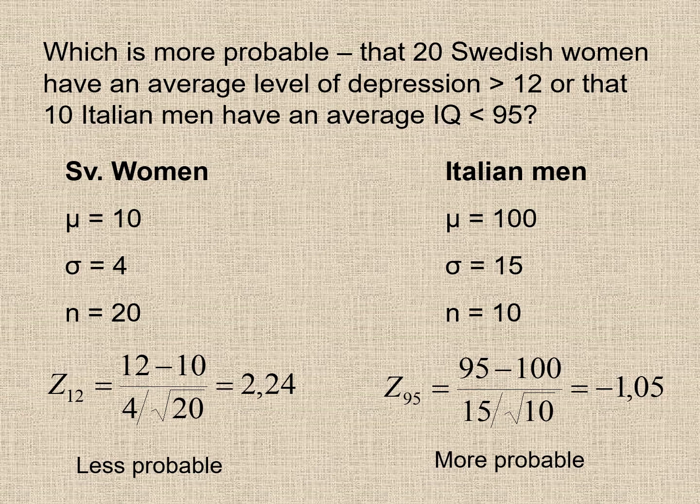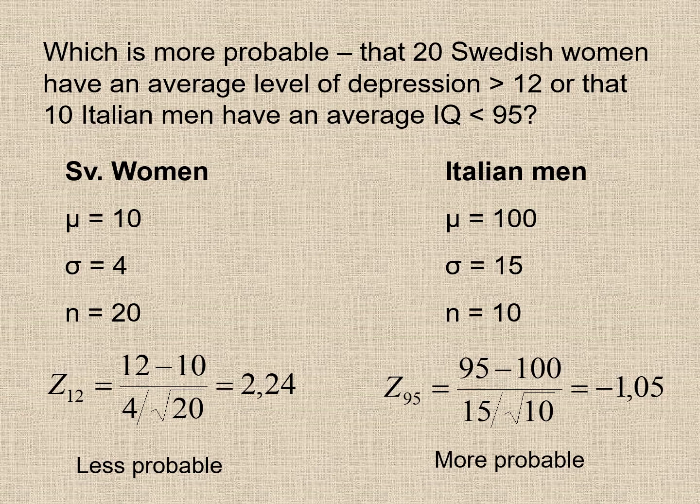So in order for us to receive a sample of 10 Italian men with a sample mean less than 95 on the variable IQ, we would need to get a sample with a mean that deviates at least 1.05 standard errors from the population mean. And now we see for Italian men, we would need a deviation that is at least 1.05 standard errors, while for Swedish women on depression, we would require a deviation that is at least 2.2 standard errors.